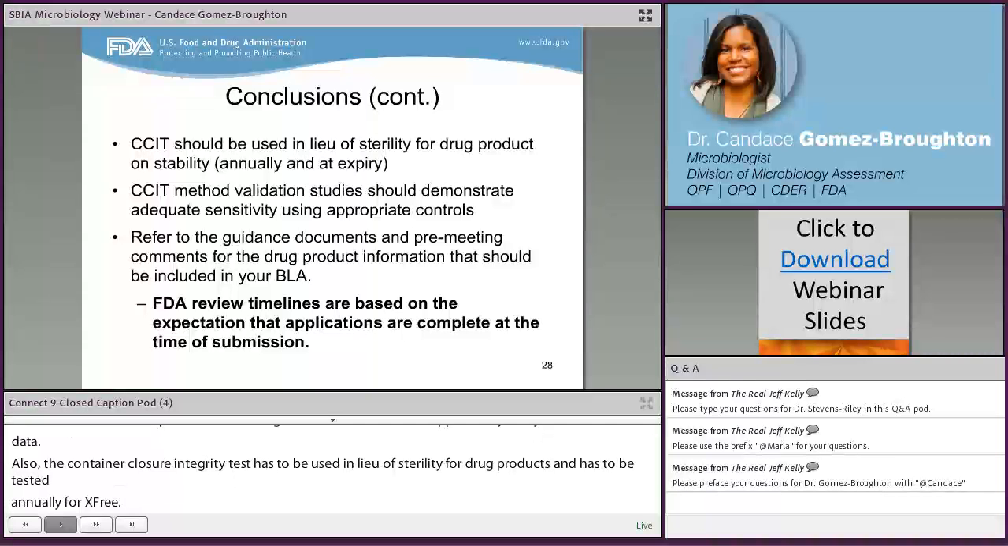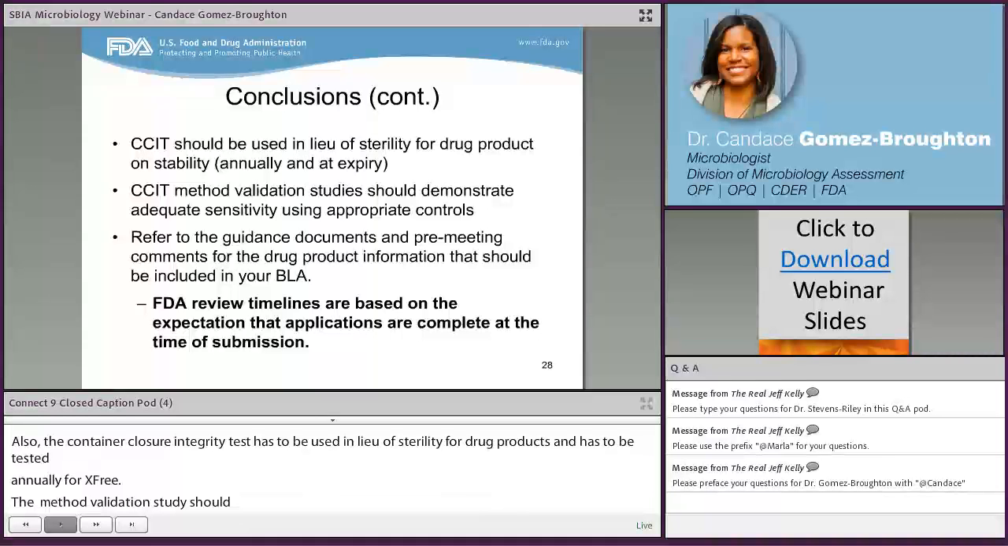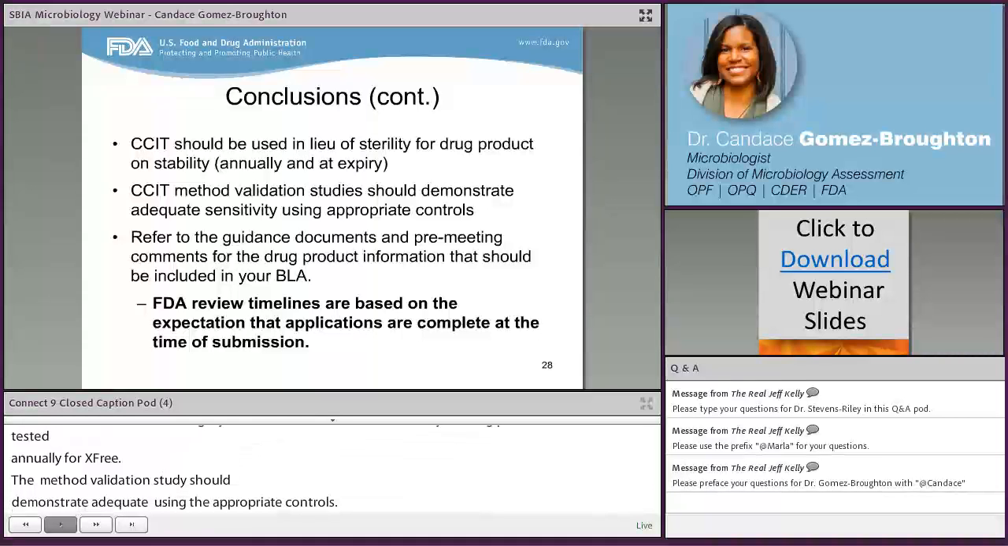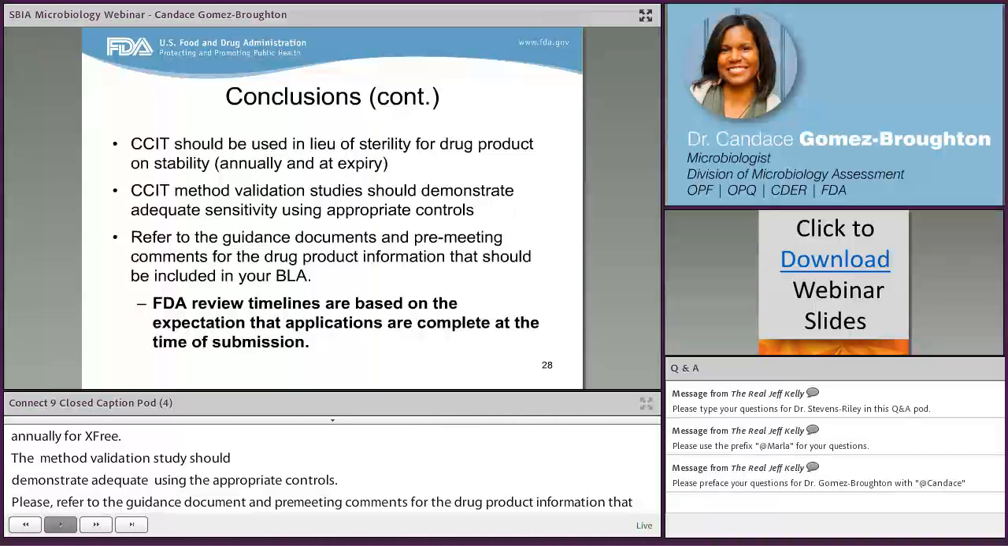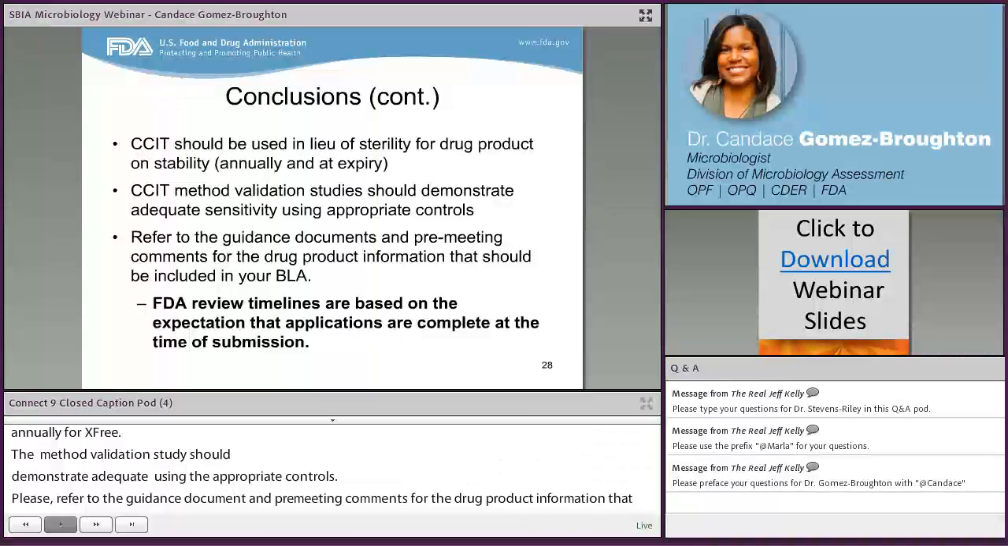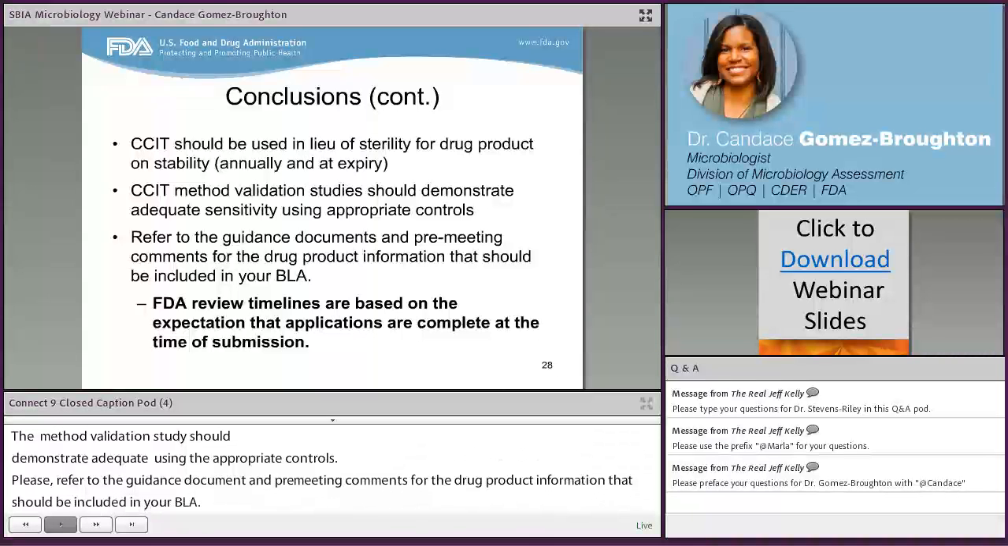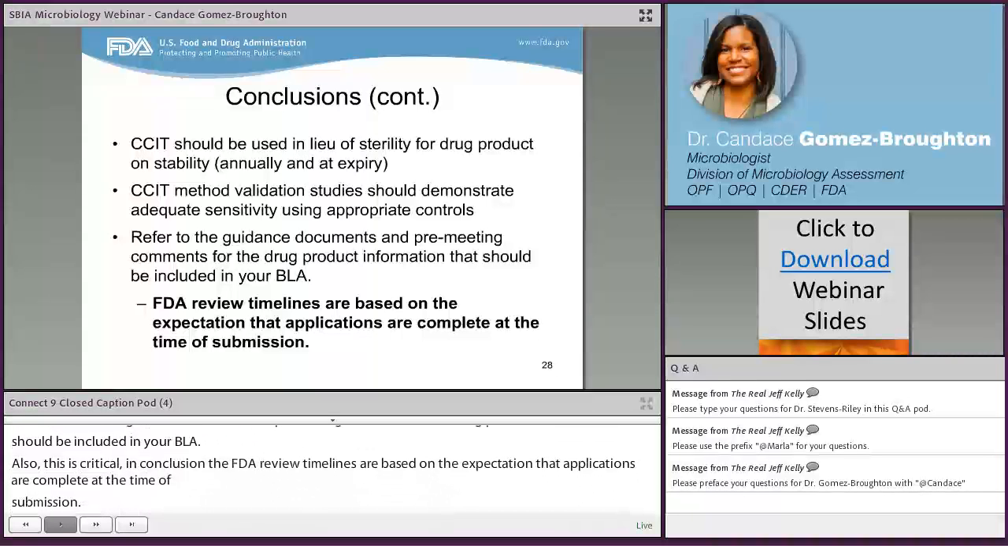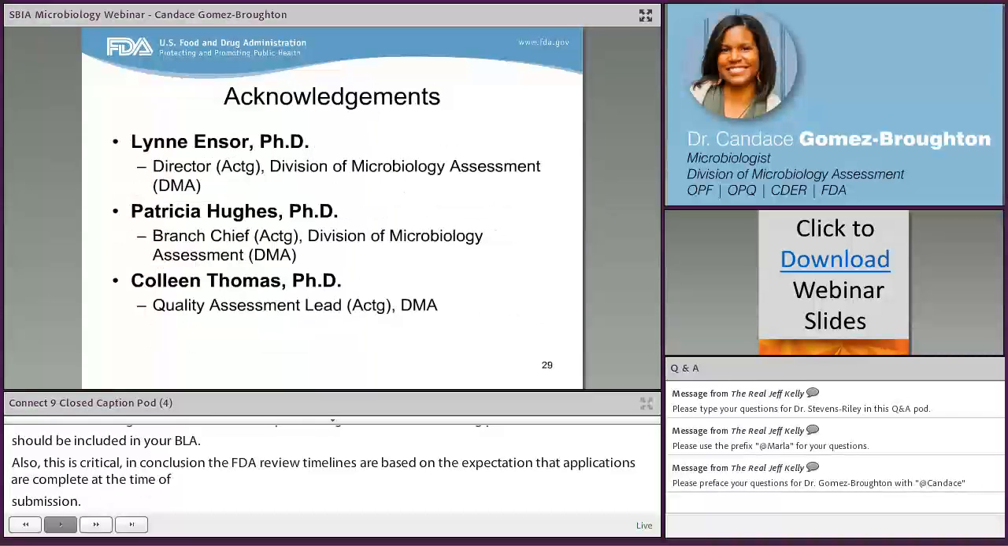Please refer to the guidance documents and pre-meeting comments for the drug product information that should be included in your BLA. And also, this is critical, in conclusion, the FDA review timelines are based on the expectation that applications are complete at the time of submission. Any changes to that or any missing information can prolong the review process and make it more difficult. So it's better to have all the information included in your BLA upon submission.